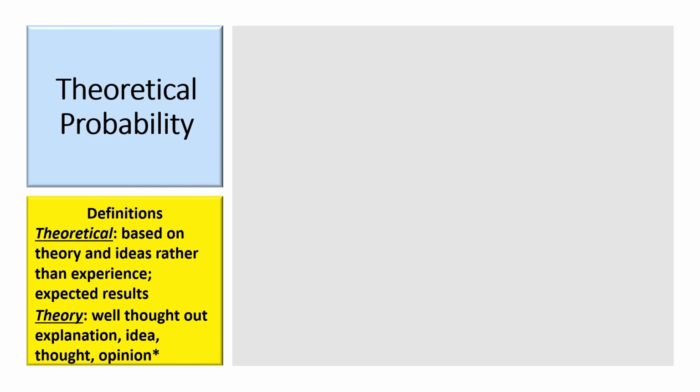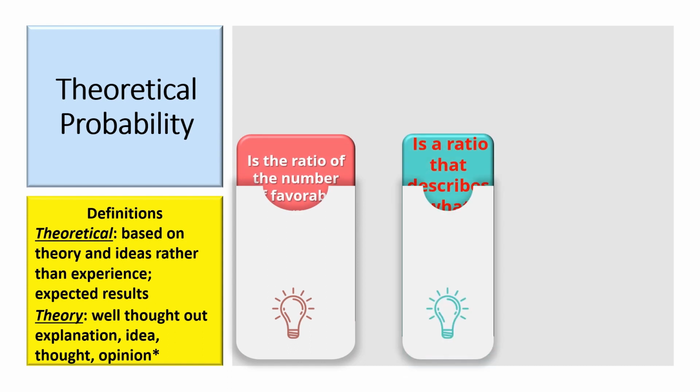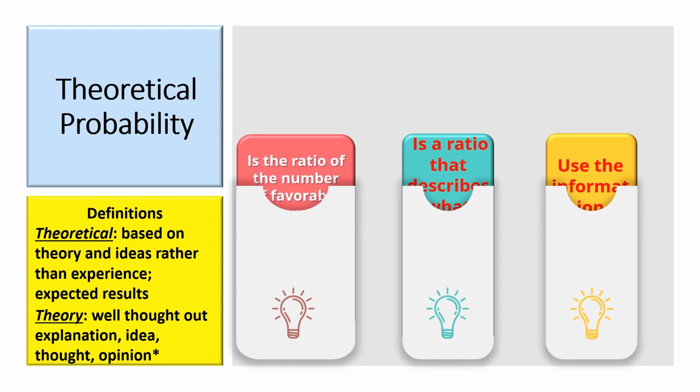So theoretical probability. Theoretical is a big word that just suggests that things are based on a theory, an idea, rather than an experience. It's all about expected results based on what you know. And the word theory just means well thought out explanation, idea, thought, opinion. Hopefully those definitions help you understand more about theoretical probability.